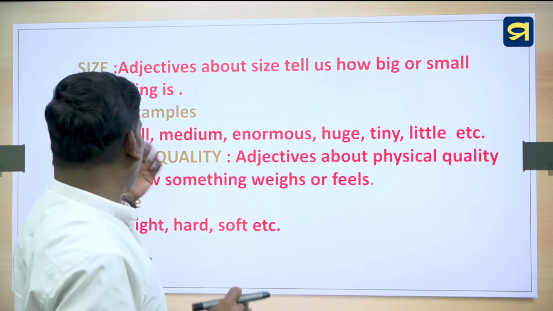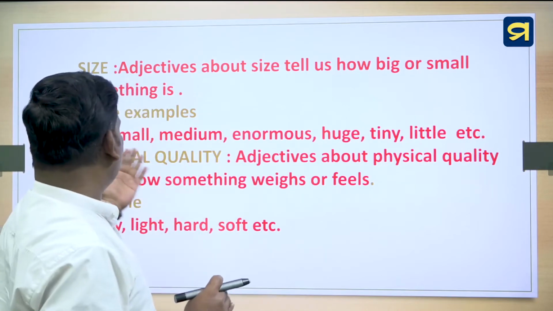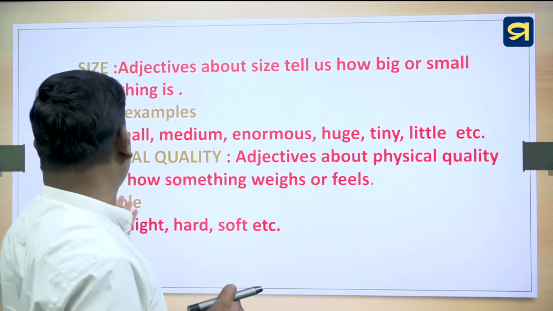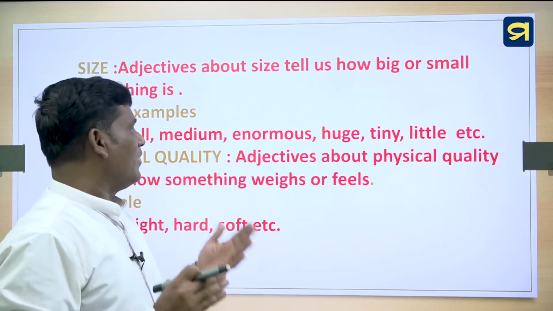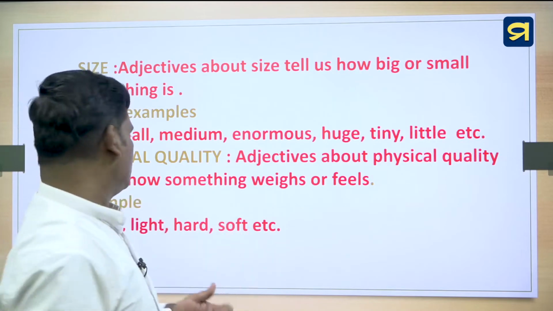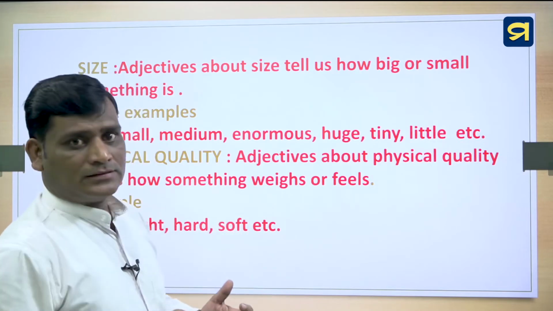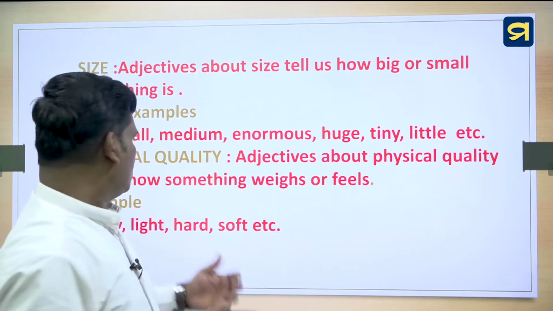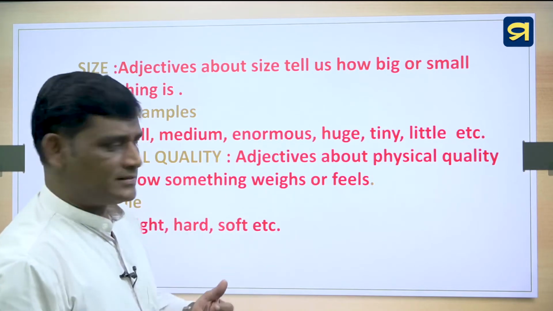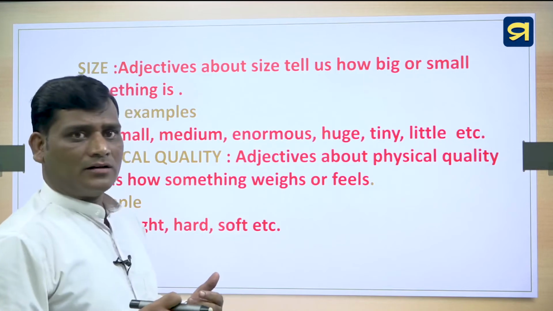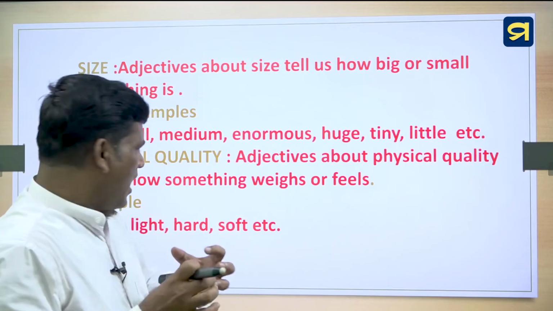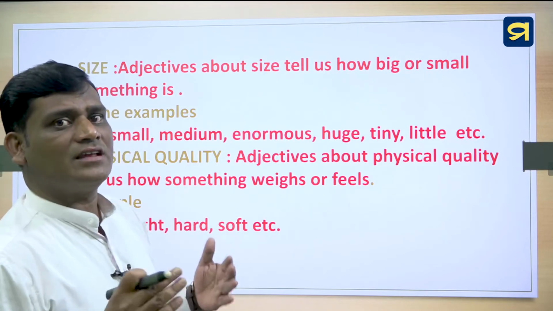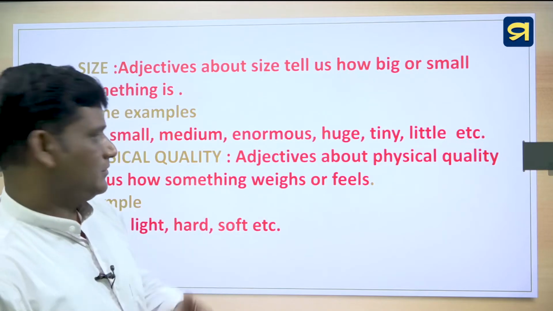Similarly, the third category is physical quality. Adjectives about physical quality tell us how something weighs or feels. For example, heavy: the table is heavy. Similarly, light: the bag is light. Hard: it feels hard. Soft. These are the feelings or the weights. These are the physical qualities of a noun.